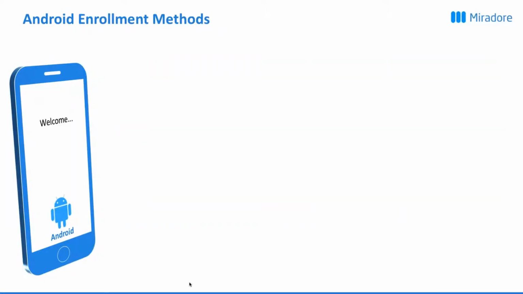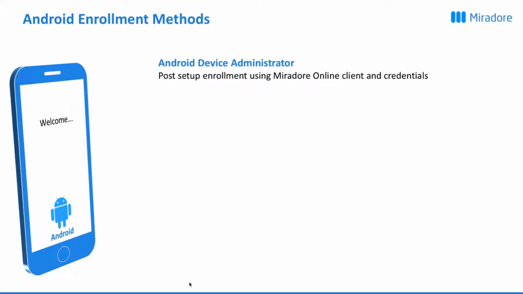So let's have a look at the enrollment methods then. As I mentioned, they do set the limits to how you can manage the device. First up, with Android Device Administrator. This is a so-called post-setup enrollment using our Miradore online client and using something called enrollment credentials, which you can make within the online portal.